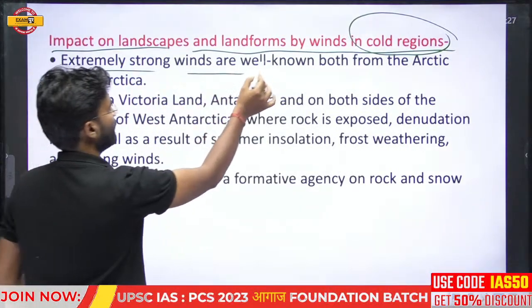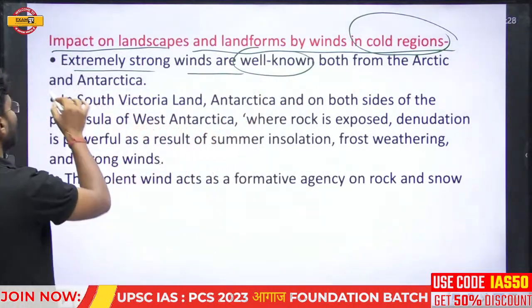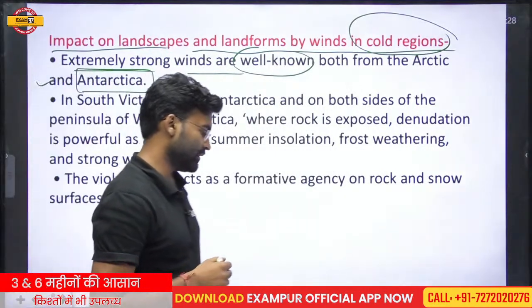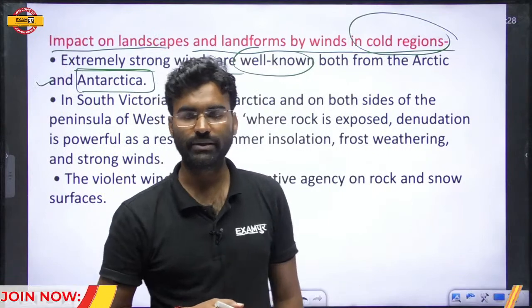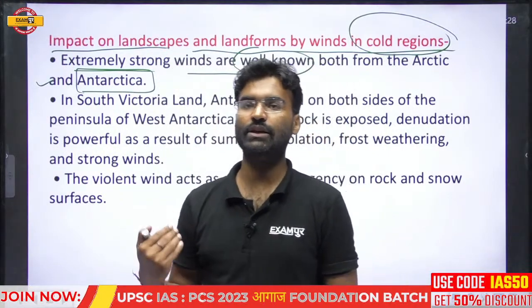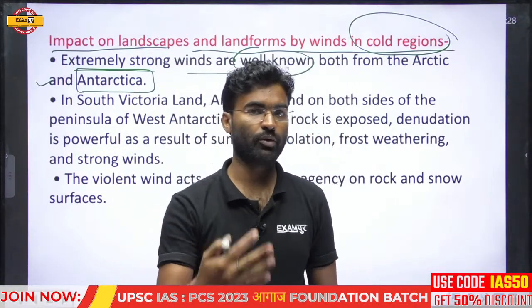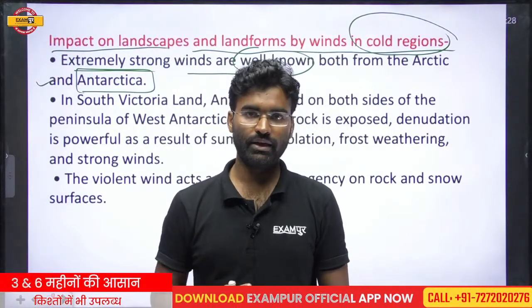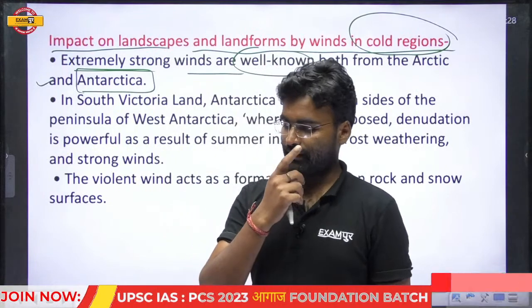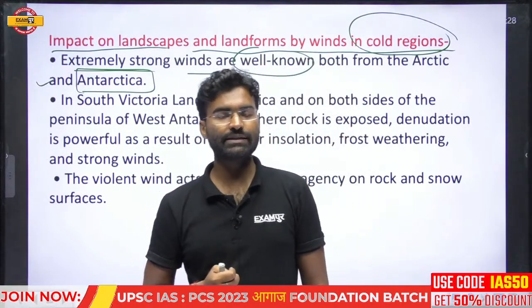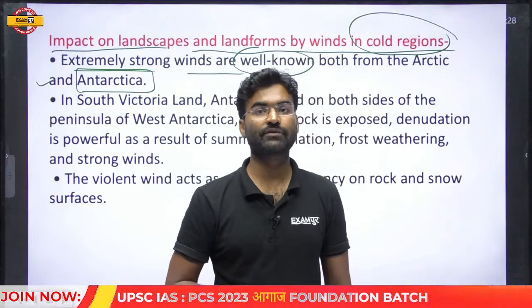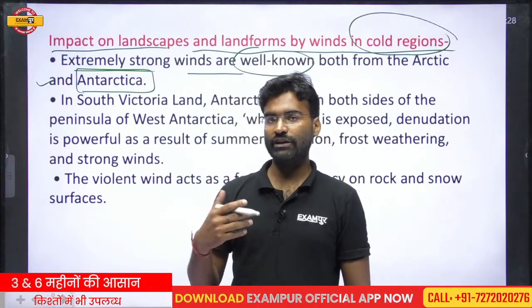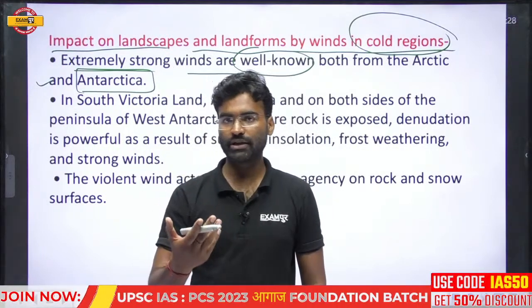Extremely strong winds are well known both from the Arctic and the Antarctica. If you read about the wind in climatology, you understand that these regions face strong wind blowing. Okay, strong wind blowing, that is, the speed of the wind is very high. If you studied the westerlies, the speed of the westerlies in the southern hemisphere is very high. That is very destructive wind. So the speed of the wind in the polar region is very high.